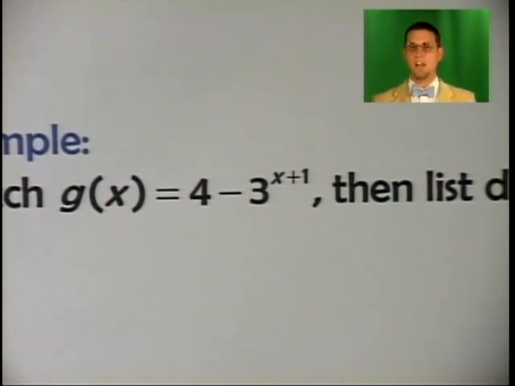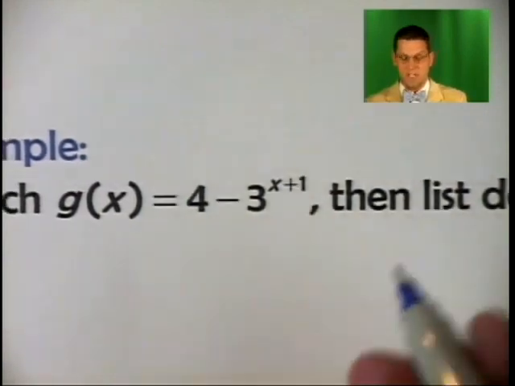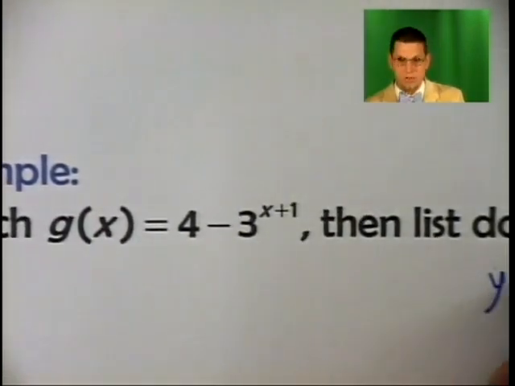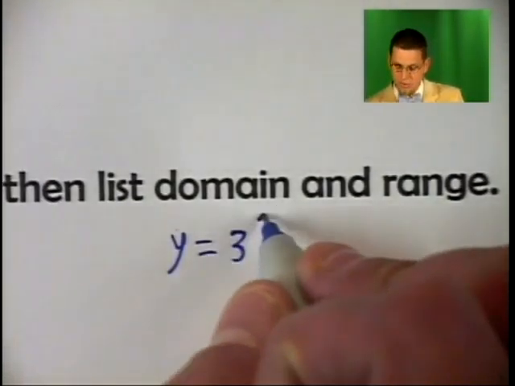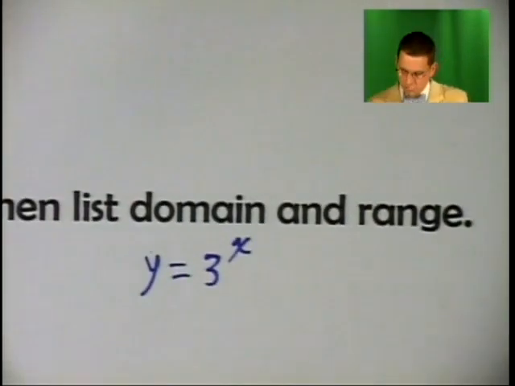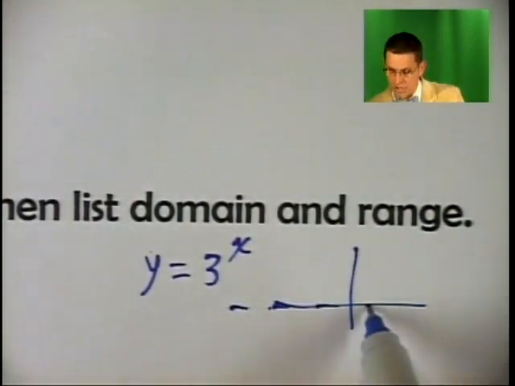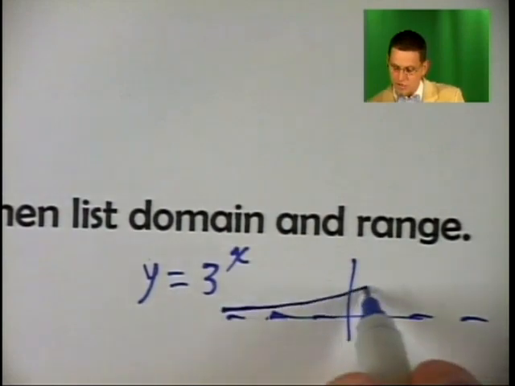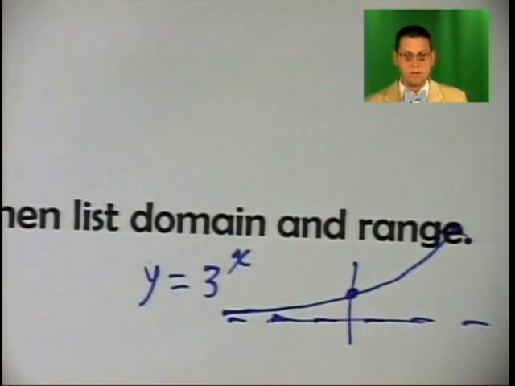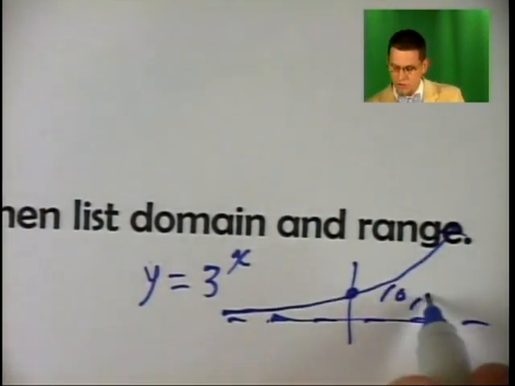Well, if you have a variable in the exponent, that means that your parent function is exponential. In this case, the base b is 3. So our parent function is y equals 3 to the x. Now, what should jump in your mind right there? It has a horizontal asymptote on the x-axis. The base is bigger than 1, so it's increasing, and it passes through the point (0, 1).